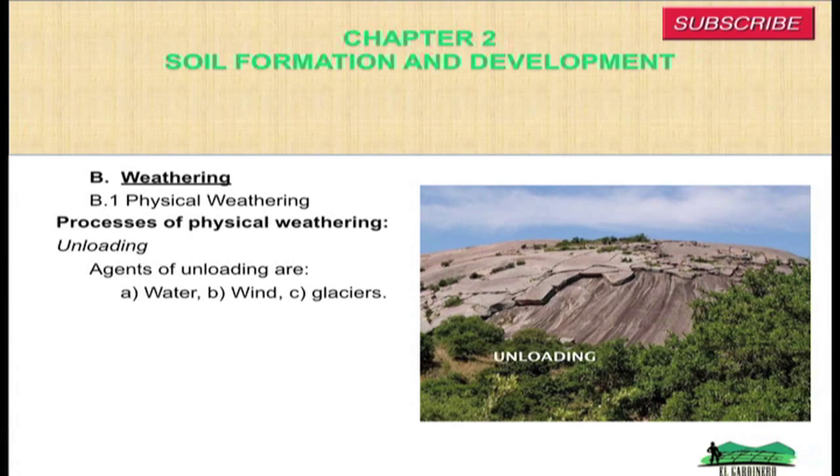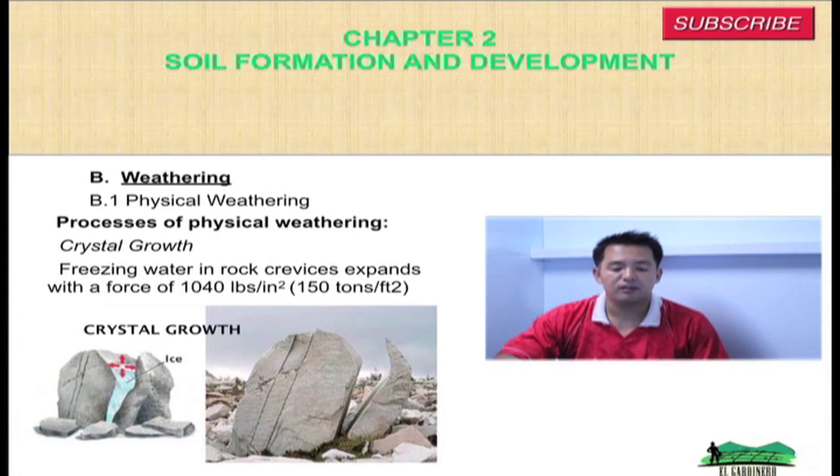Now, for the physical process of weathering, we have different examples, like unloading. In unloading, the agents are water, wind, and glaciers. So I'm showing you a picture of an unloading mountain of rock that is disintegrating. And this is just physical weathering. The other one is crystal growth.